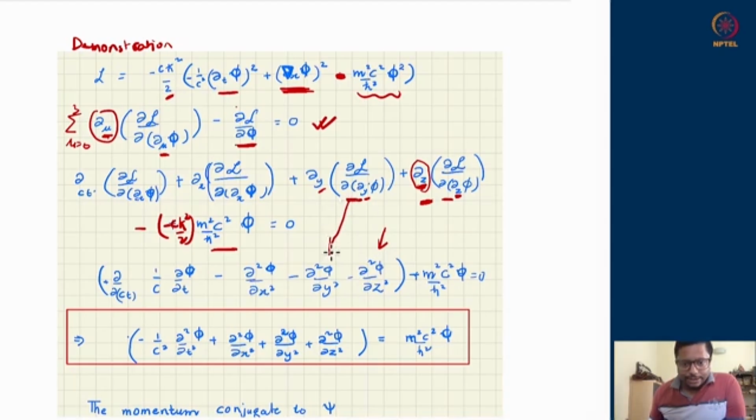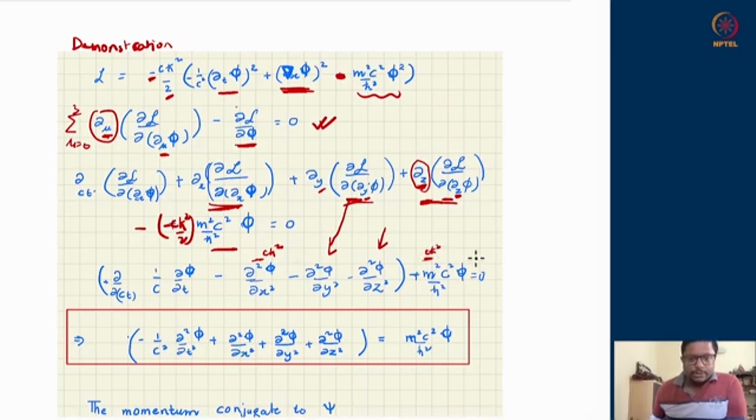Similarly for y, I will get a double derivative of φ with respect to y, and from x, again I will get a double derivative of φ. So remember, there are three terms: (∂x φ)², (∂y φ)², (∂z φ)², and the spatial operations give you the double derivative terms. All of them will come up with a minus sign because there is a minus sign outside, and all of them will come with a factor ħ². So all these things came with a factor ħ², and this also had a factor ħ².